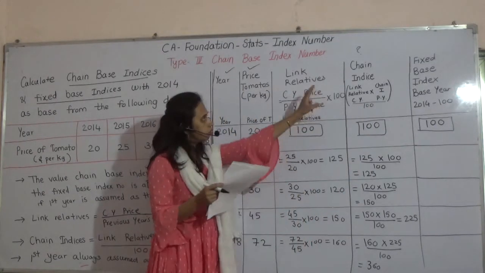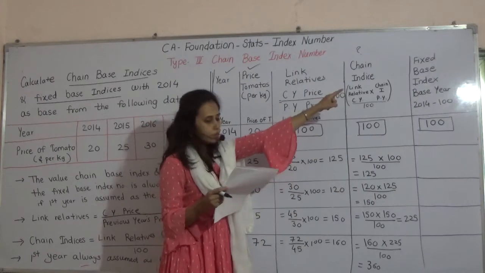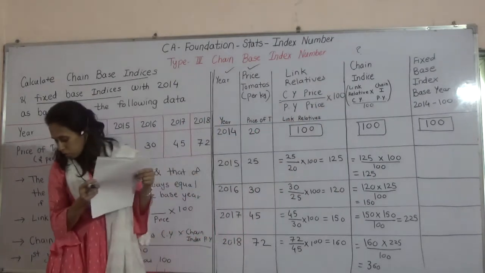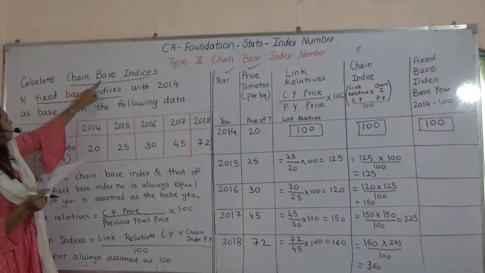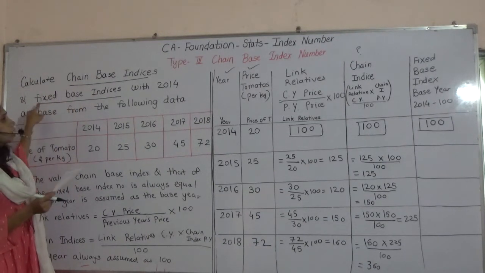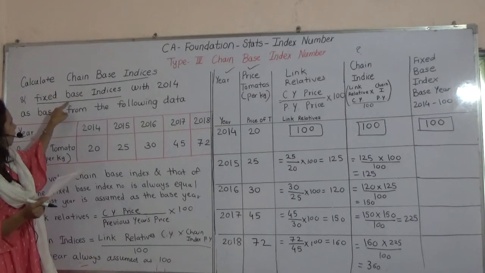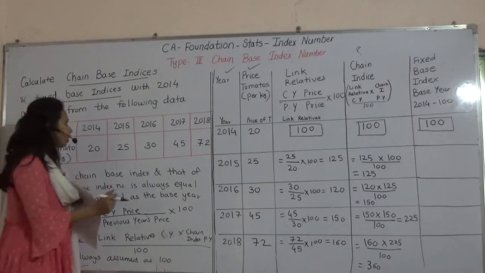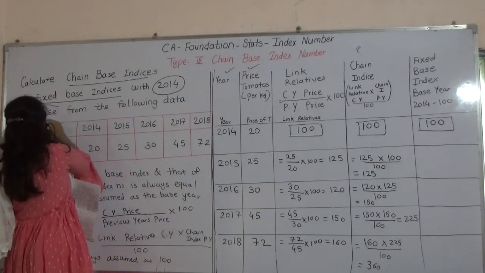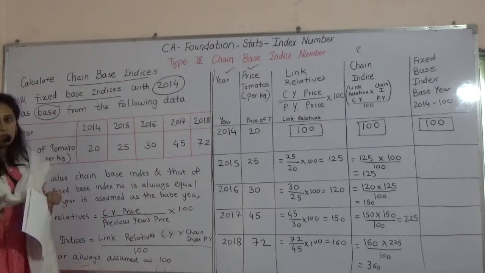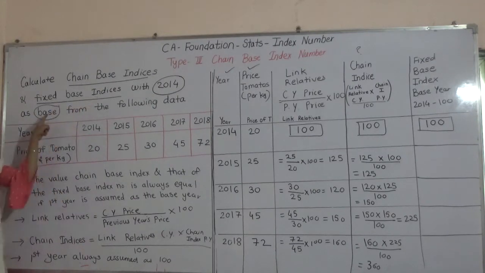Now chain indices is clear. Now see fixed base indices. In the question itself they have written to calculate chain base indices, that is over. Then next is fixed base indices with 2014 as a base. They have considered 2014 as the base.